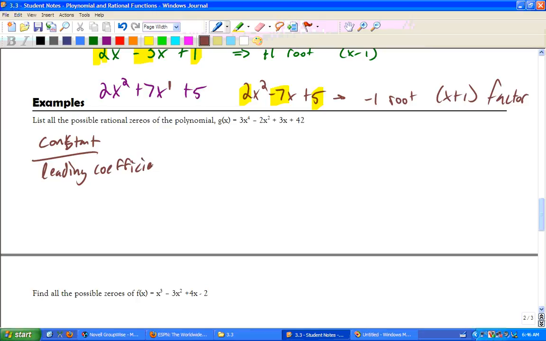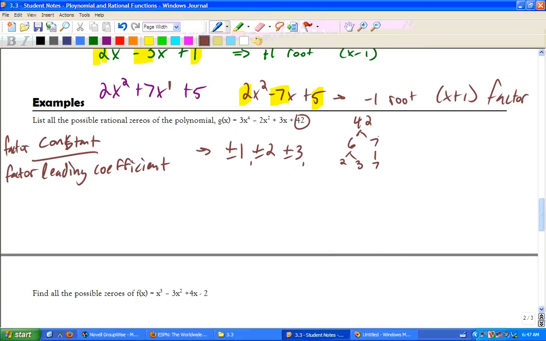And it's not just the numbers themselves. These are the factors of the constant and the factors of the leading coefficient. So for the factors of the constant, we have to break down 42. You can always do prime factorization if it helps. That's 6 times 7, or 2 times 3 times 7. So the factors of the constant are positive or negative 1, positive or negative 2, positive or negative 3.